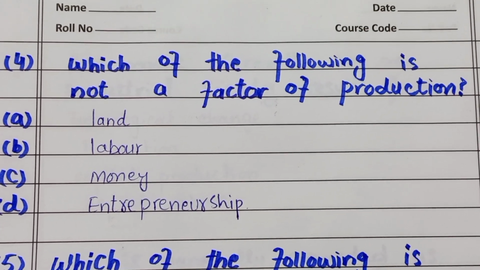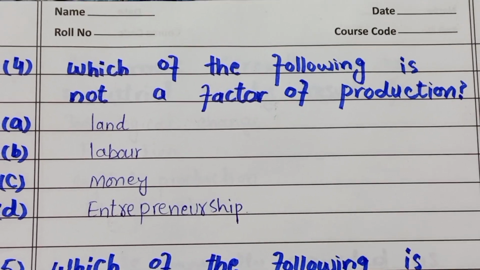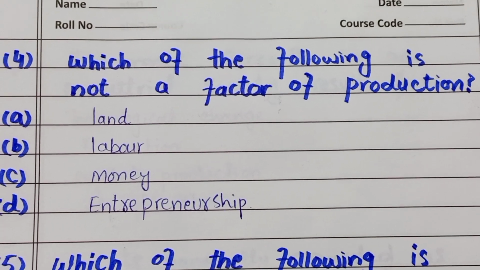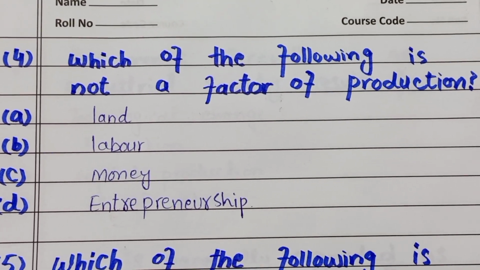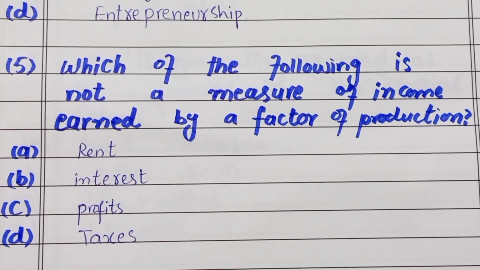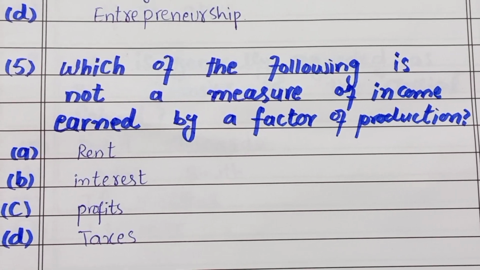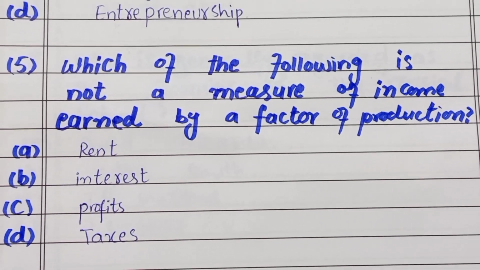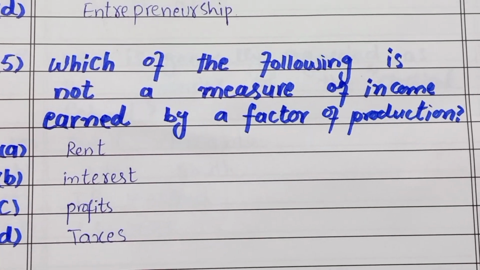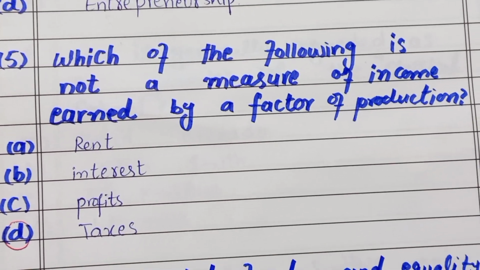Number 4 MCQs is, which of the following is not a factor of production? Land, labor, money, entrepreneurship. The correct answer is C, money. Number 5 MCQs is, which of the following is not a measure of income earned by a factor of production? Rent, interest, profit, taxes. The correct answer is D, taxes.